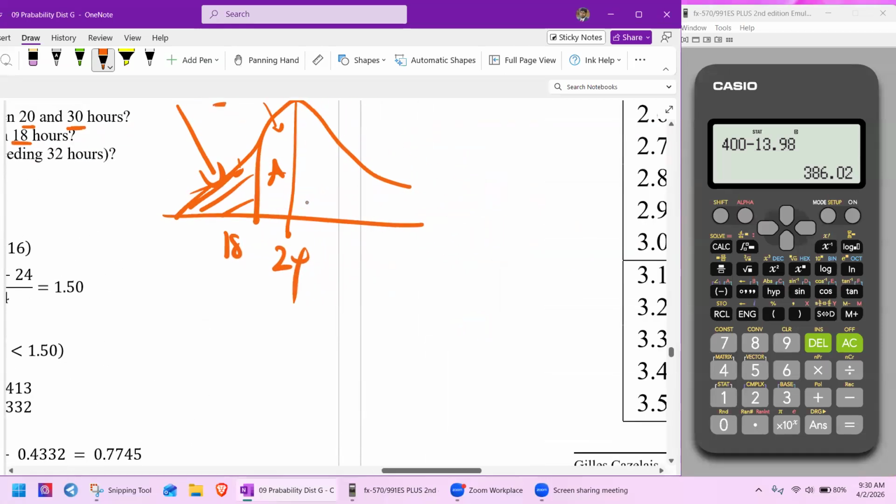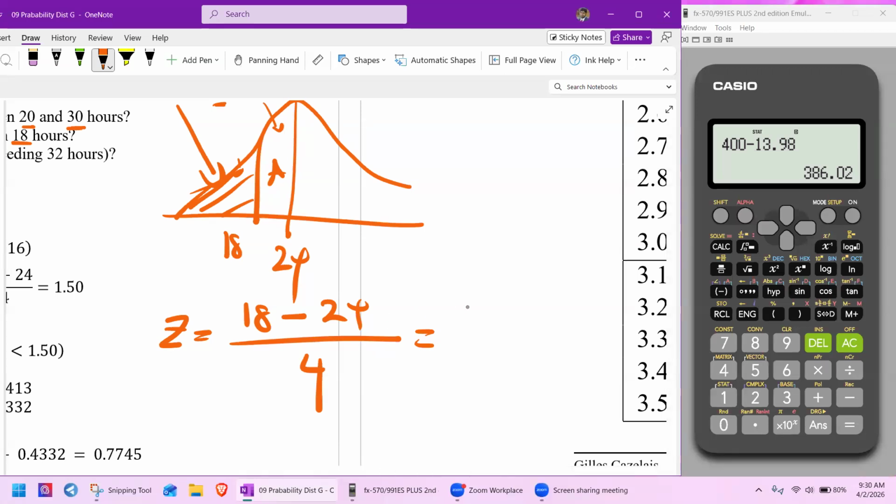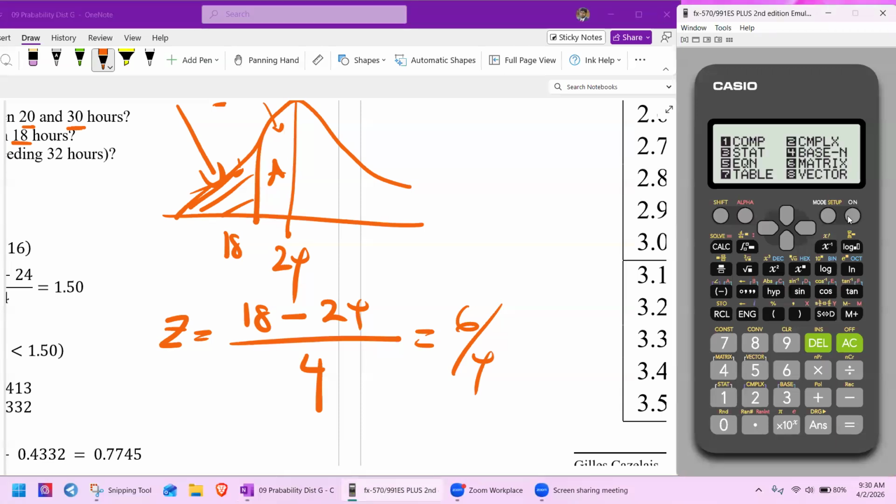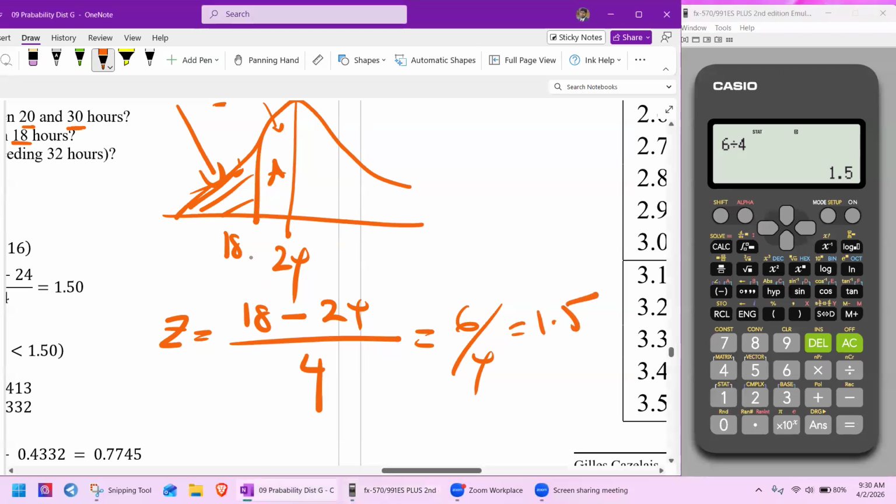Now we find the Z value of this 18. Z equals X, which is 18, minus the mean 24, divided by the standard deviation 4. So 18 minus 24 is minus 6, over 4, which equals 1.5. So this value is 1.5.